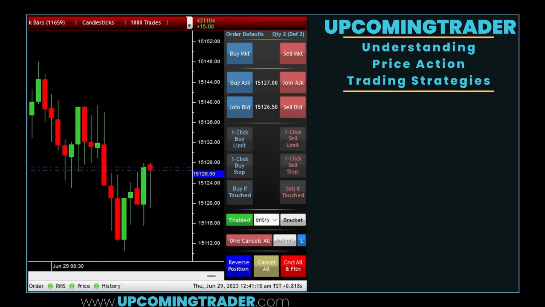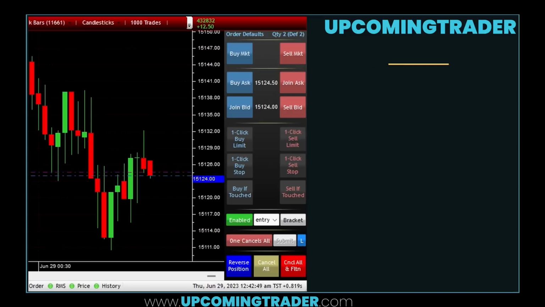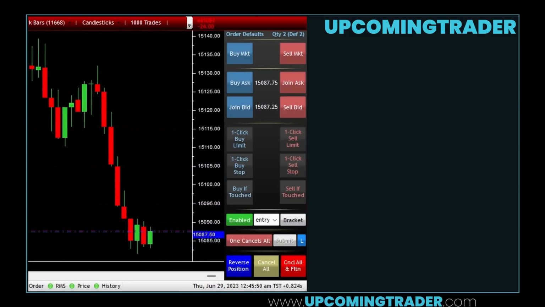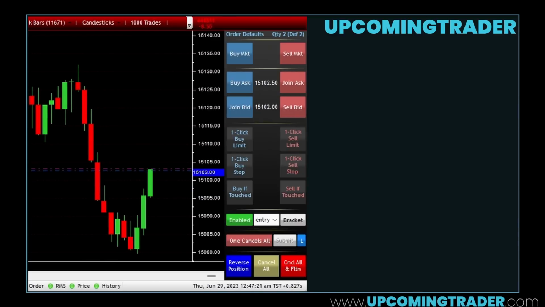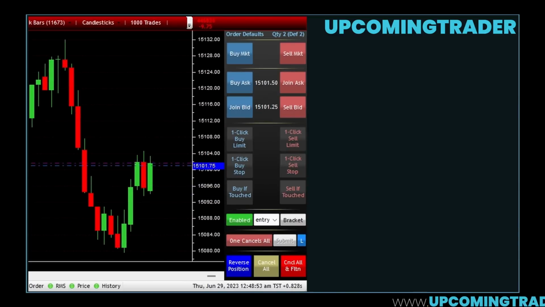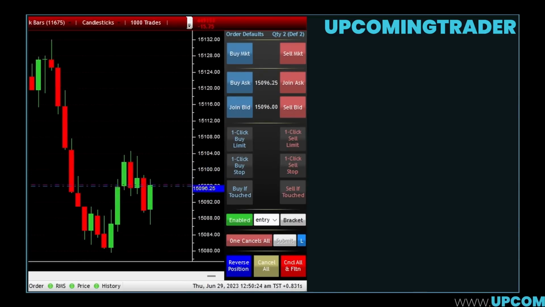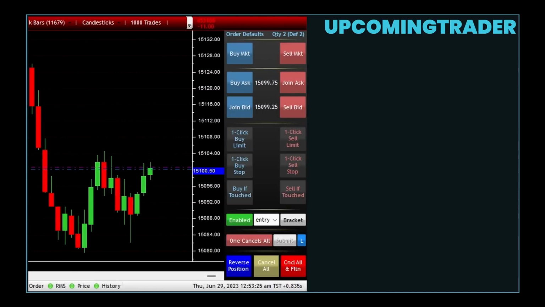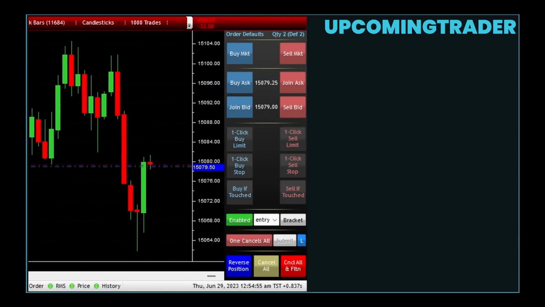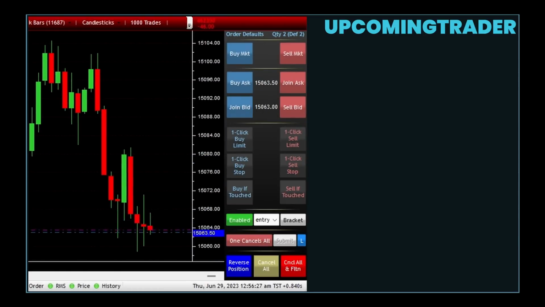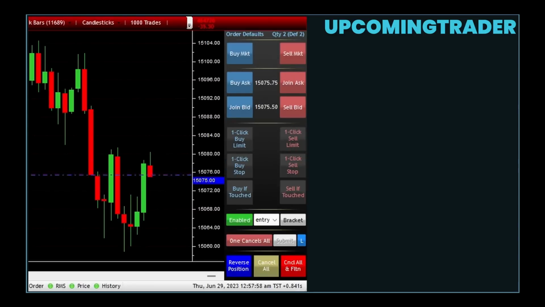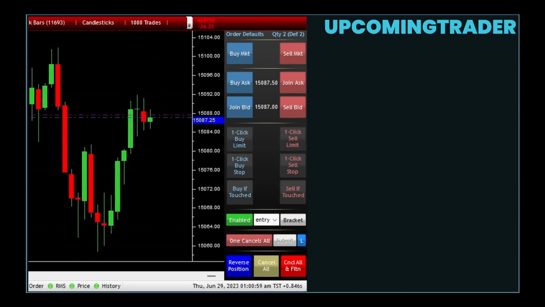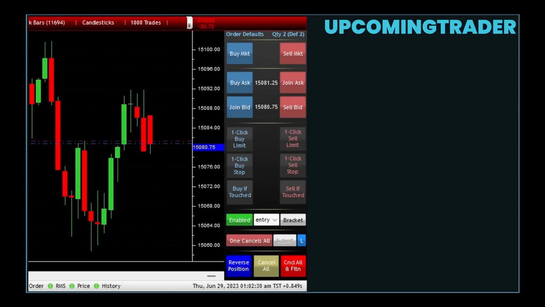Understanding price action, a key strategy for swing trading Nasdaq E-mini futures contracts. Price action trading is a method where you learn to interpret and react to the price movements of a security, such as the E-mini Nasdaq futures contract. As price moves, it tells a story. You're essentially learning the language of price, crucial for both day trading and swing trading strategies.